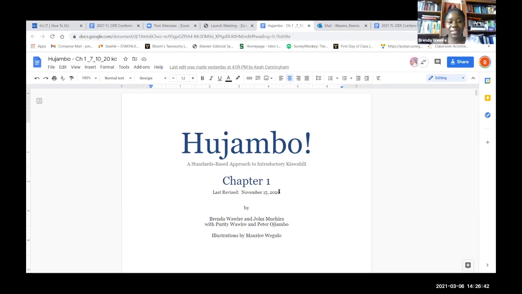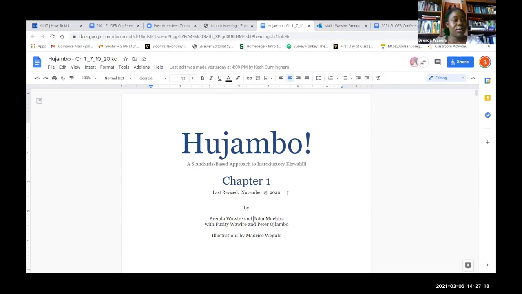This is a collaborative project, and we're working with my colleagues, John Muchira, Purity Wawire, and Peter Hujambo. The illustrations for the book are being done by Maurice Regulo. I would also like to acknowledge Jonathan Perkins and Katie Ashley from the University of Kansas OLRC, who are great supporters of our projects. They've given us lots of input and feedback on the overall outlook of the whole project, so we really appreciate their input.